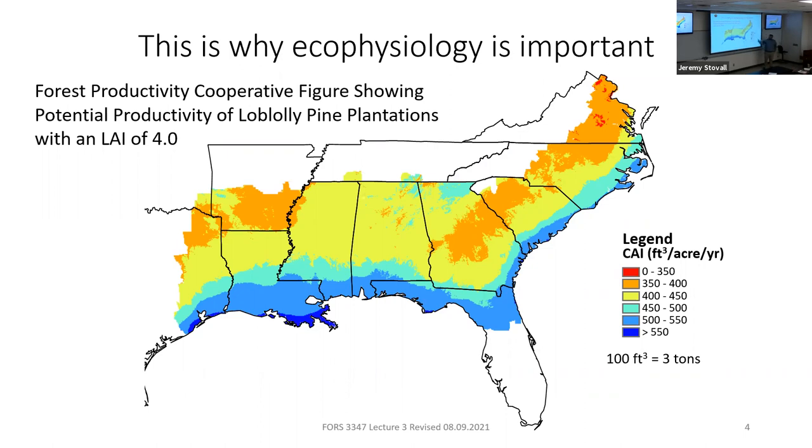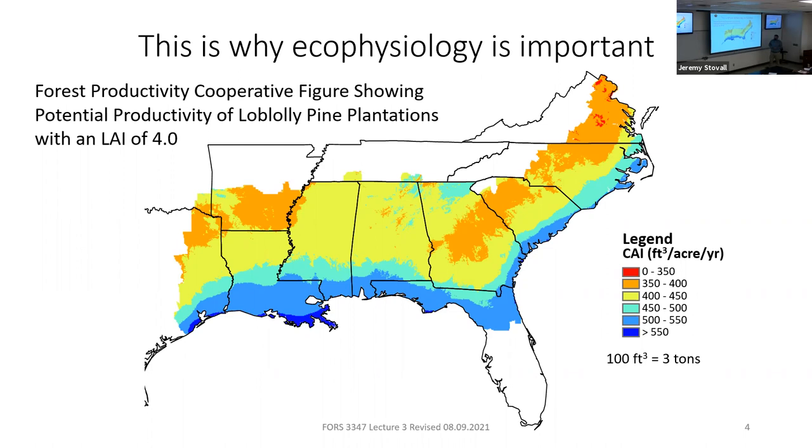So this is the amount of wood you're producing per year in cubic feet per acre. And what they've done here, they've assumed that you're looking at a loblolly pine plantation. They've assumed for all these that our leaf area index is 4. So that's going to be a high leaf area index for a loblolly pine plantation. So what we're saying there is, okay, if you don't have soils limiting growth, you don't have deficiencies of nitrogen, phosphorus, so you take that out of the equation and you model the climate, precipitation and temperature across the South, this is where we think we can get the best productivity.